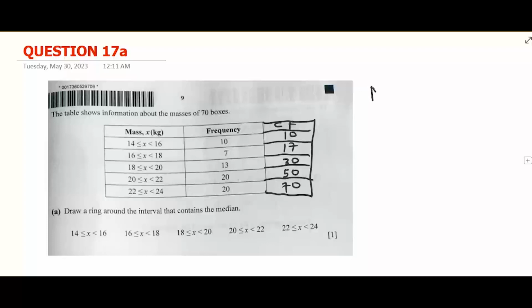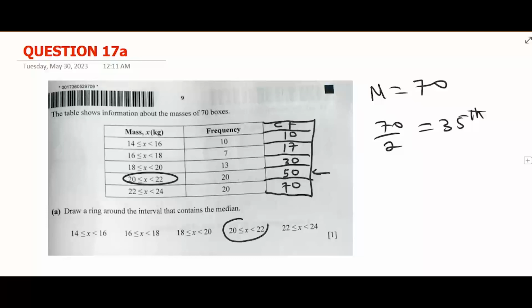So we have our n, the summation of the frequencies, to be 70. So the median class will be 70 divided by 2, that will be the 35th. So that is the median class. The 35th will be under which cumulative frequency? It will be under here. So that means the median class will be here, between 20 and 22. So this will be the correct option here. So that is the median class. So let's go to the next one.